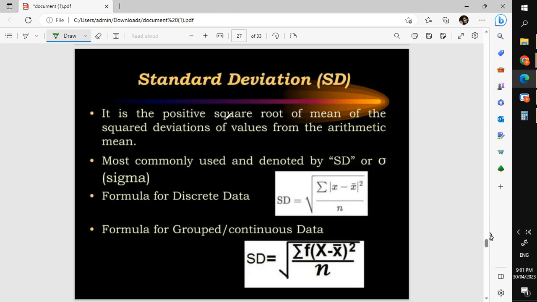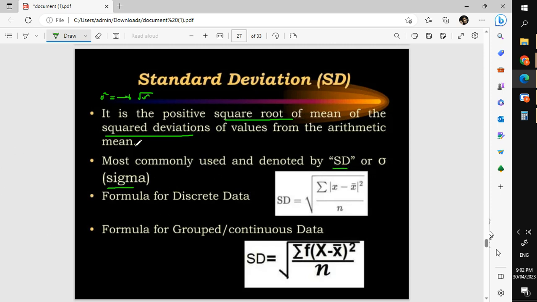It is the positive square root of the mean of the squared deviations of values from the arithmetic mean. So, kung naana kay variance, naana kay value ni variance nimo or kaning si sigma squared, pagkuha nimo sa standard deviation, okay? Square root lang si sigma. Square root lang ang value ni variance nimo. Okay, the most commonly used, denoted by SD or sigma.